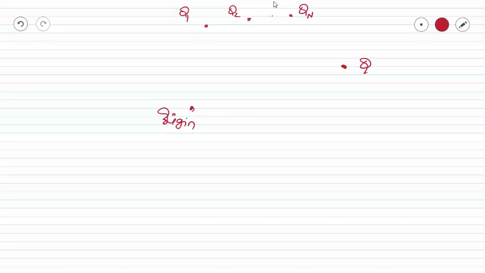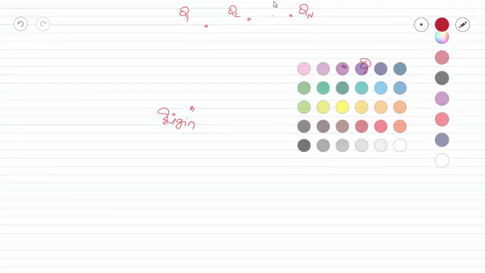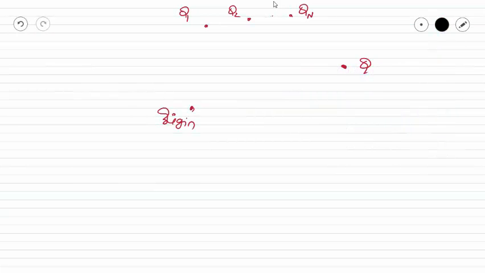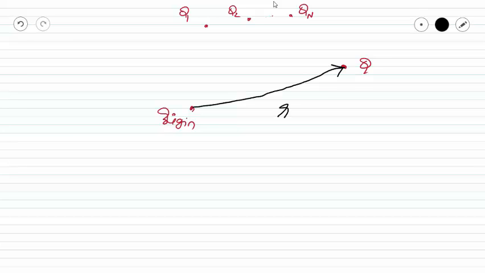So I would like to find what is the force exerted on this charge q located at this point. For that, let us first draw the position vectors. Let us say this vector is r bar, the position vector drawn from the origin to the point where q is located, because we would like to find the force acting on the charge q due to n number of charges.